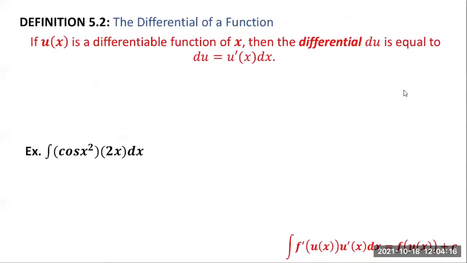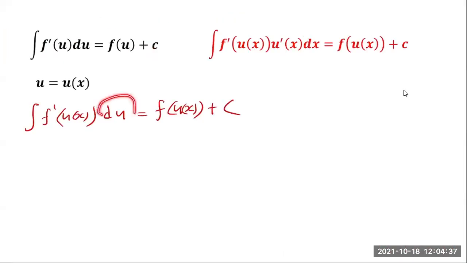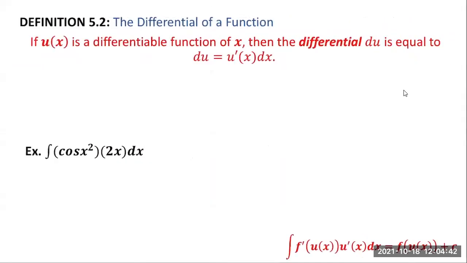Here is the definition that we have. The differential of a function. If U of X is a differentiable function of X, then differential du is defined as du is equal to U prime of X times dx. That's exactly what I suggested in the previous case. Du has to be equal to U prime of X times dx. That's what I am claiming here. All right, now we are ready to use the U substitution technique. Let's see how we can use it.